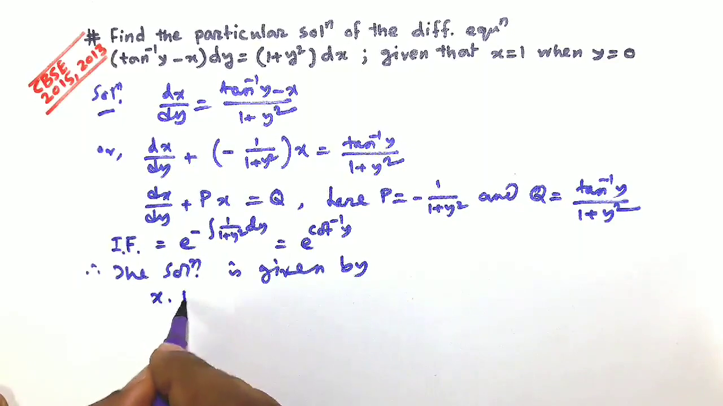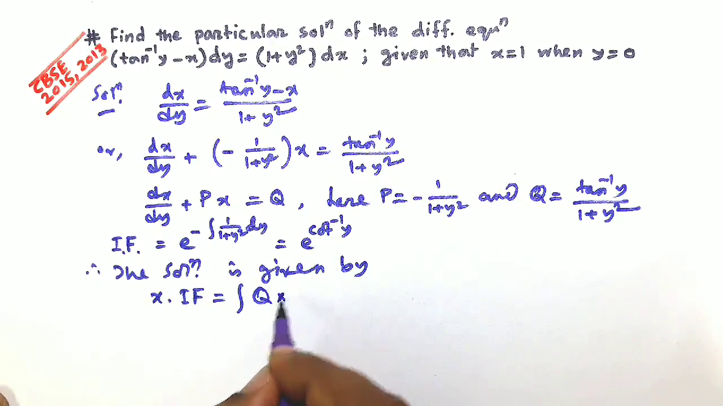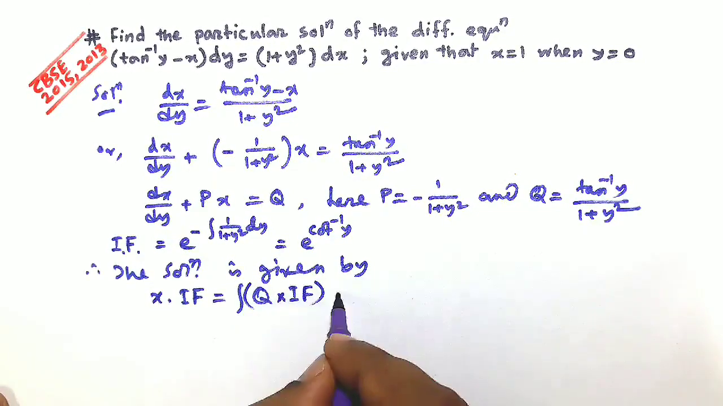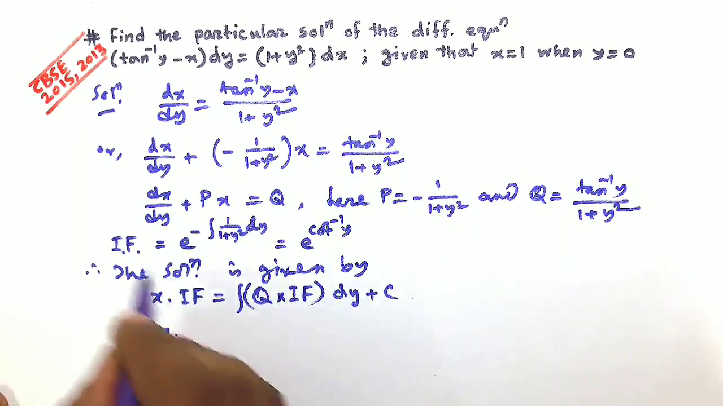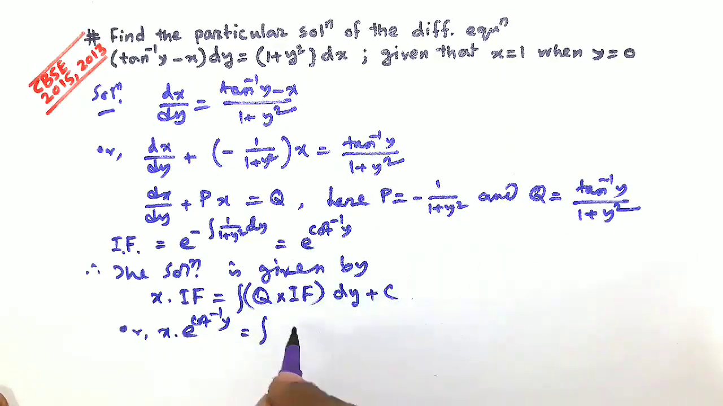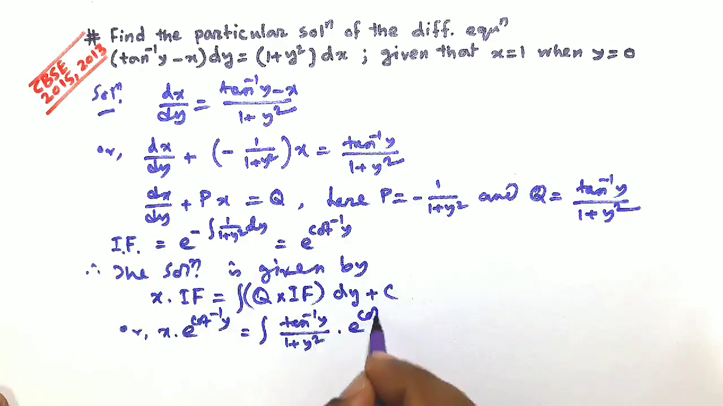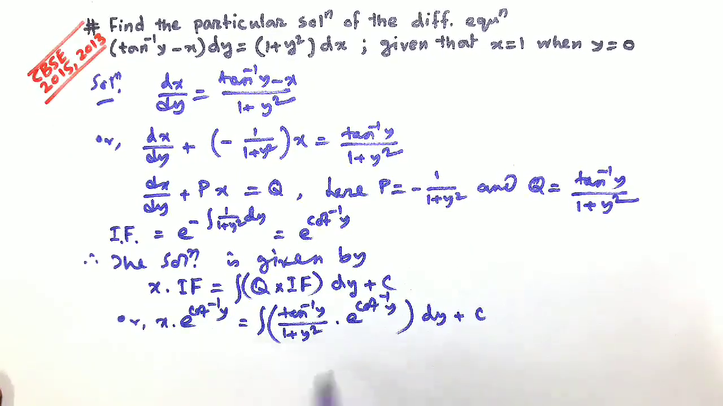the step is x into integrating factor is equal to integration q into integrating factor dy plus c, or x into e to the power cot inverse y, if the integrating factor is e to the power cot inverse y, is equal to integration q, which is tan inverse y upon 1 plus y square, into integrating factor, that is e to the power cot inverse y dy plus c, okay?